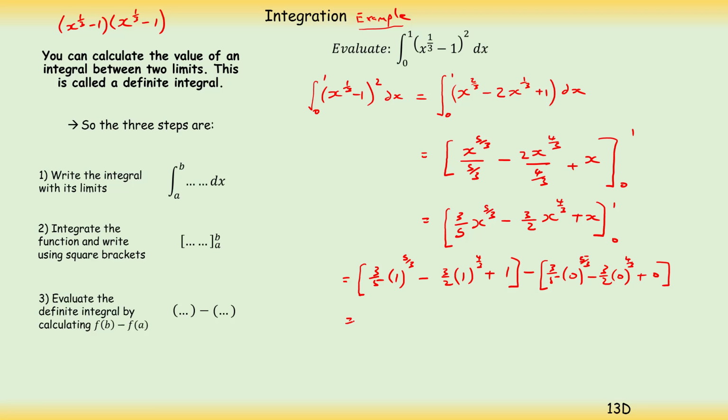Right, so that means we've got 3 over 5 minus 3 over 2 plus 1 minus 0. Every single term is 0 there, which is, common denominator is going to be 10. 6 out of 10 minus 15 out of 10 plus 10 out of 10, which is equal to 16 minus 15, 1 out of 10.